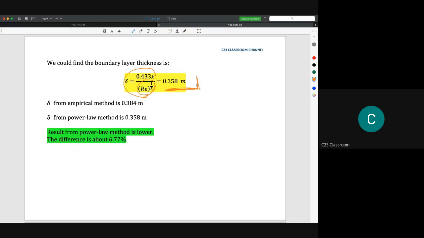So if we compare this one, therefore the empirical methods, we found that the boundary layer is a little bit thicker compared to what we get from the power law method here. However, the boundary layer is actually not so thick, that's why the difference is not so obvious. It is about 6.77%. So normally in terms of boundary layer, it is okay for you to use both methods because the error is not so big, if you are focusing on getting the value of boundary layer thickness.